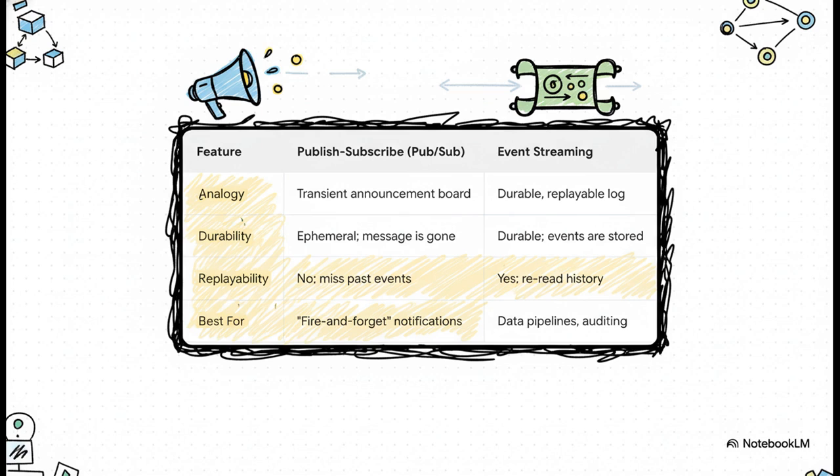But on the right, we have something way more powerful, event streaming. Here, events aren't just delivered, they're stored in a durable, replayable log. It's like a permanent record of everything that has ever happened in the system. Now, this is a total game changer. It means a new service can come online weeks later and read the entire history of events from the very beginning. This turns our post office into a central library for the whole business, and that opens up incredible possibilities for analytics, auditing, and even recovering from major failures.